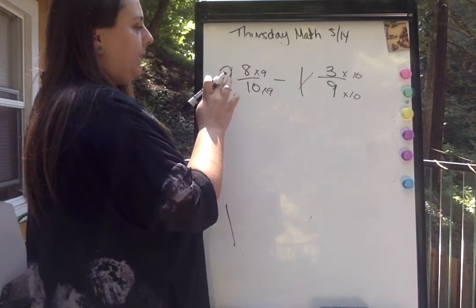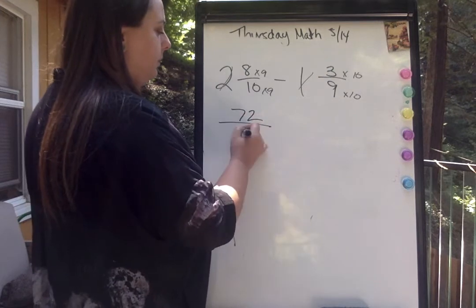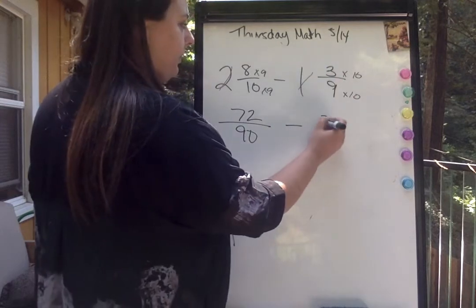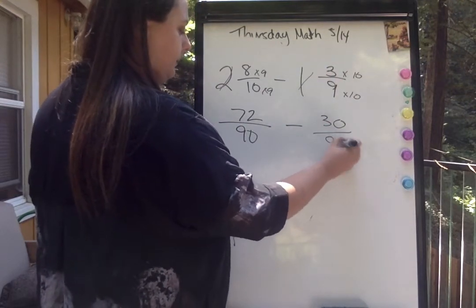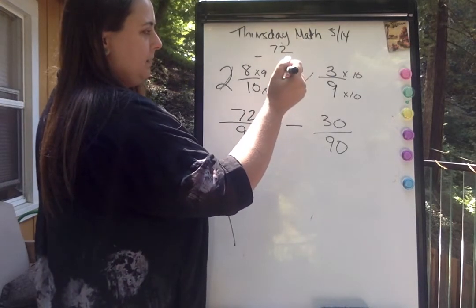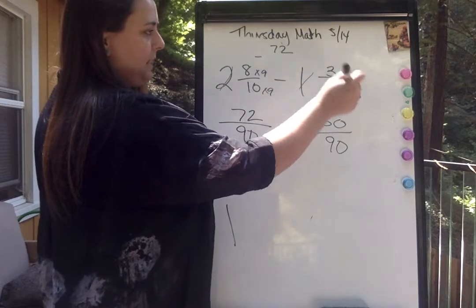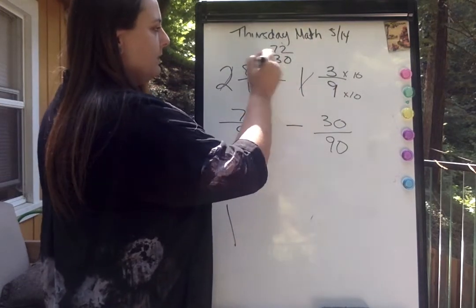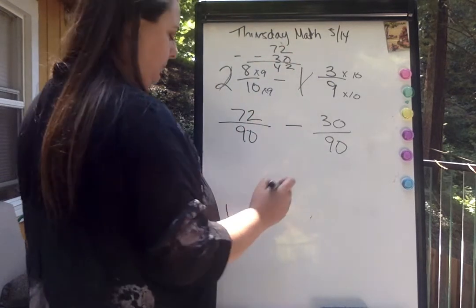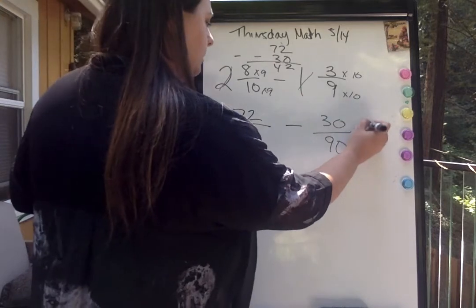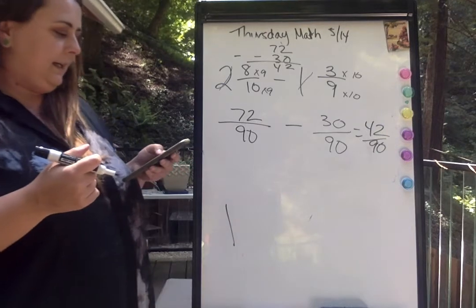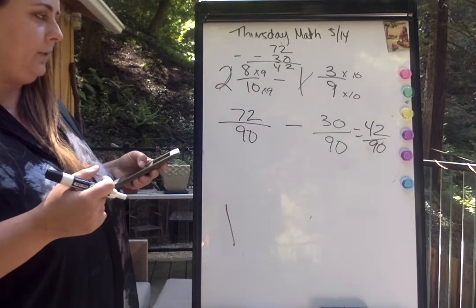So 8 times 9 is 72 over 90 minus 30 over 90. And go ahead and take 72 minus 30. I'm losing my place here. 7 minus 3 is 4. So now you've got 42/90ths. But I know that I can reduce that 42/90ths.